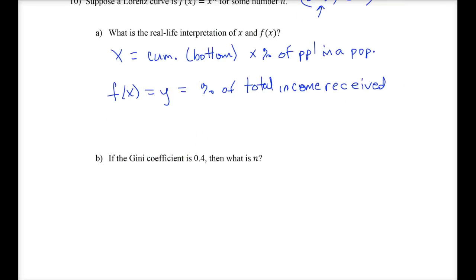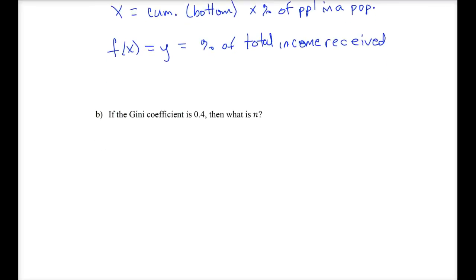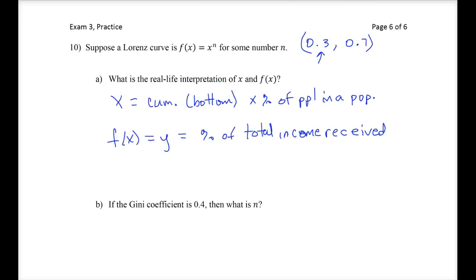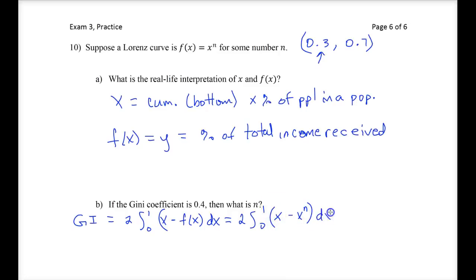All right, so now if we know that our Gini coefficient is 0.4, then we want to know what n is. And of course, n here is going to be our exponent, okay? So to do that, we know that to calculate our Gini index, it's going to be 2 times the integral from 0 to 1 of x minus f of x dx. And in this case, we know that f of x is just going to be x raised to the n. And we know that this is going to be 0.4, so we're going to allow that to equal 0.4 here. So essentially what we're going to have to do here is solve for n.